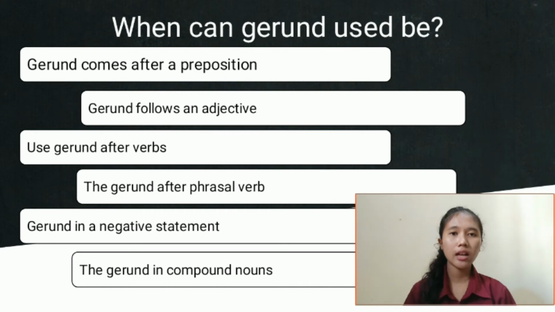Compound nouns using the gerunds, it is clear that the meaning is that of a noun, not of a continuous verb. For example, like driving license, swimming pool, and the others.